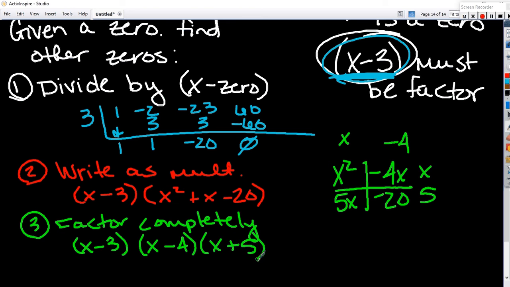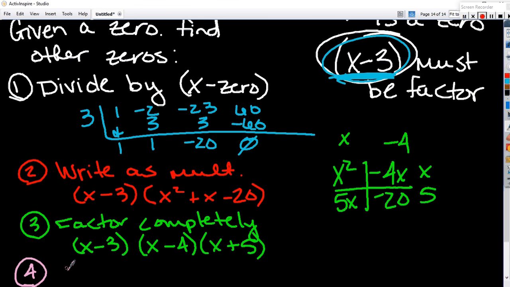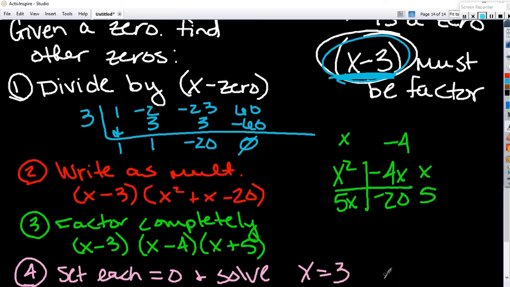Now, I've done everything that I did before. My question is, what's different now? What did they ask me to do in the beginning? Find all the zeros. So if I'm factored completely, how can I find all the zeros? Change the signs. Actually, it's really just set each to 0 and solve. So here, x would be 3, 4, and negative 5. Does that make sense to you?